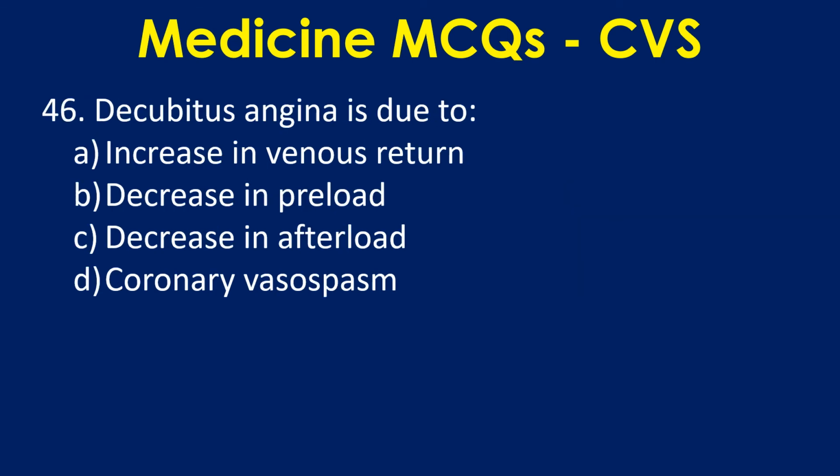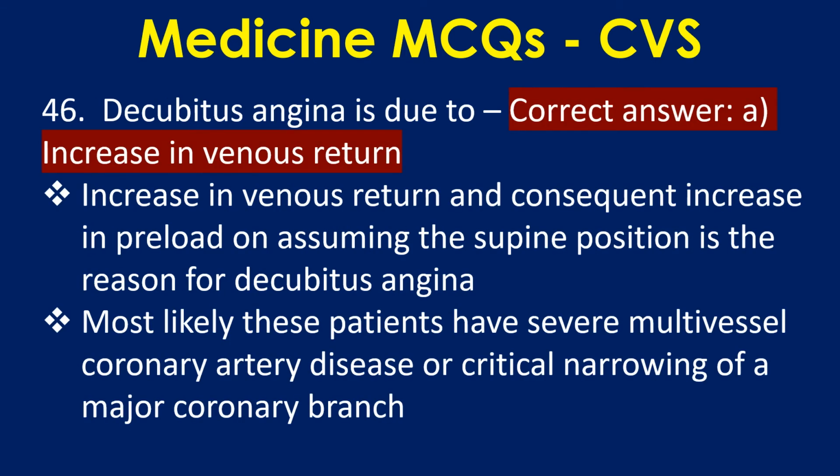Decubitus angina is due to A. Increase in venous return, B. Decrease in preload, C. Decrease in afterload, D. Coronary spasm. Correct answer A.